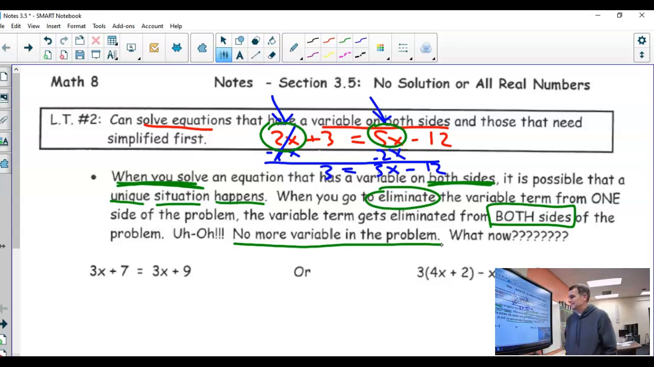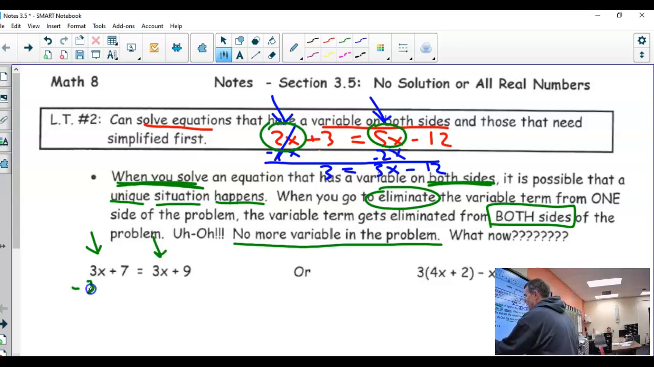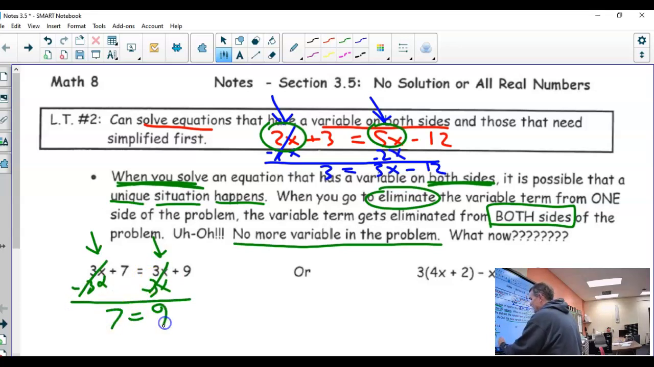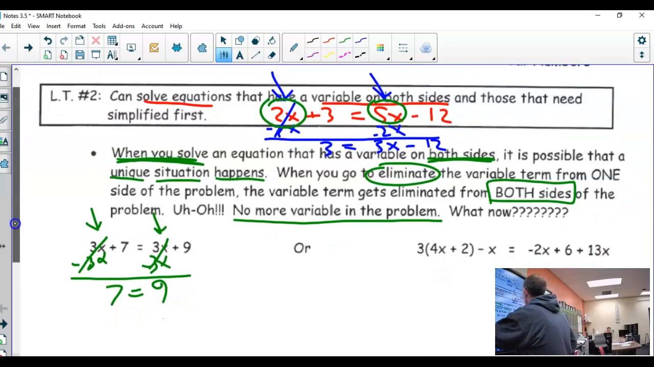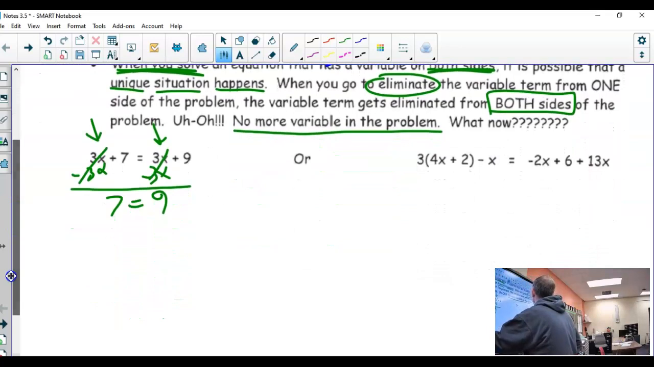So on the left, I have a variable term on both sides, right? And it's the same variable term on both sides. So when I go to eliminate one of them, as you can see, both of them end up eliminated, and I have 7 equals 9. And there's no more variable left in the problem. What do you do then? I'll get to that. I have this other problem over here that needs simplified first.